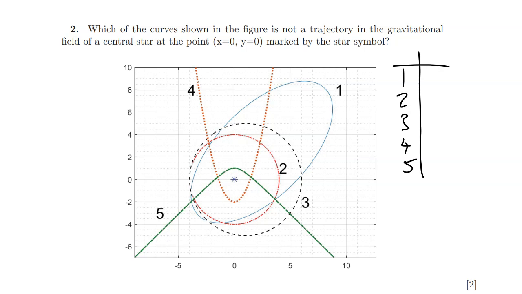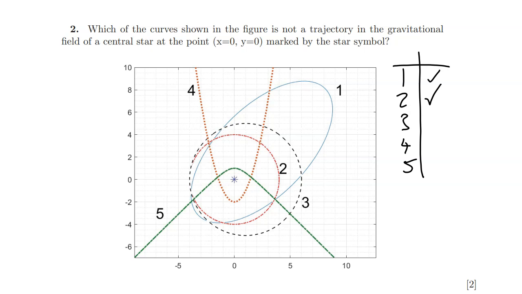So first let's look at 1. So 1 to me looks like an ellipse, and for this to be a valid trajectory, you would expect the star to be at one of the foci of the ellipse. It looks roughly to be there, so I think this one's fine. 2 is a circle, which looks fine to me also. We've got the star at the center of the circle, so that's acceptable.